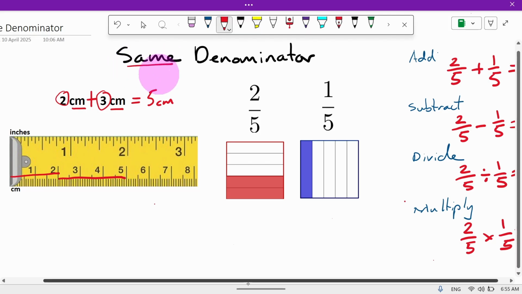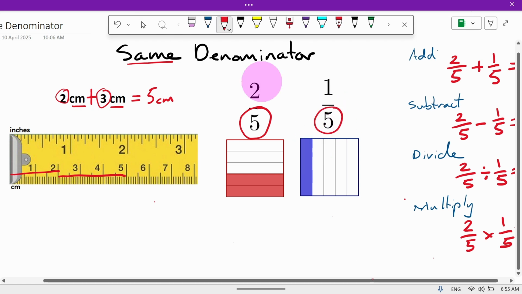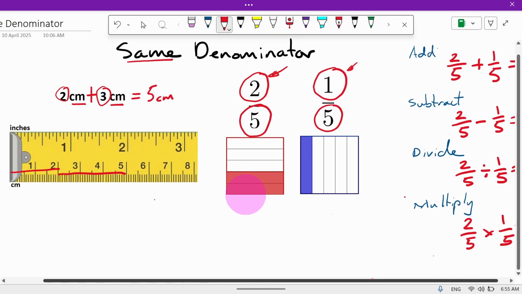The same goes for fractions. The denominators are the same here, so they're of the same type. So we're only concerned about the numerator. The numerator here is 2/5, and the numerator here is 1/5. So our whole and 2/5 are shaded. Our whole and 1/5 is shaded.